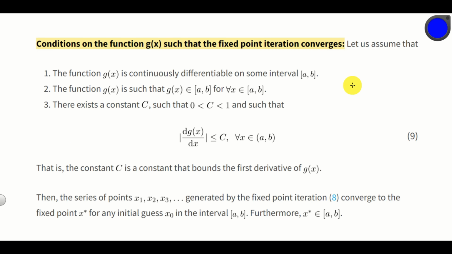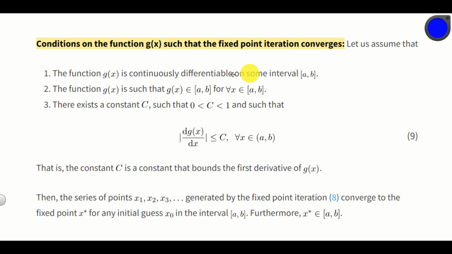Here's a little bit of theory on the convergence of the fixed point iteration. Namely, the convergence of the fixed point iteration is not guaranteed and it should not be taken for granted. That is, the convergence of the fixed point iteration mainly depends on the form of the function g of x and how we generate an initial guess. So let's state this theorem, giving us conditions under which the fixed point iteration will converge.